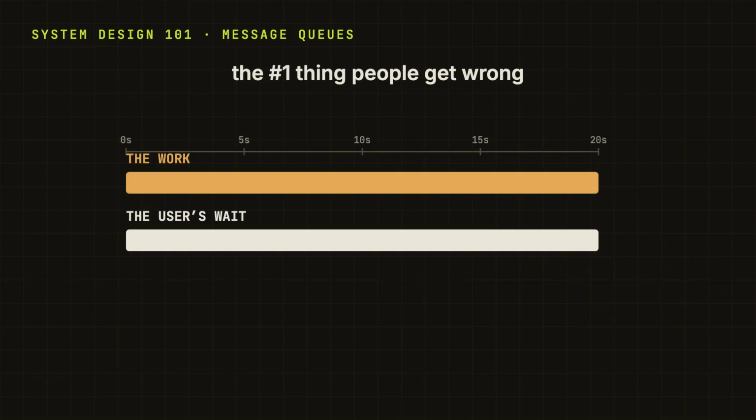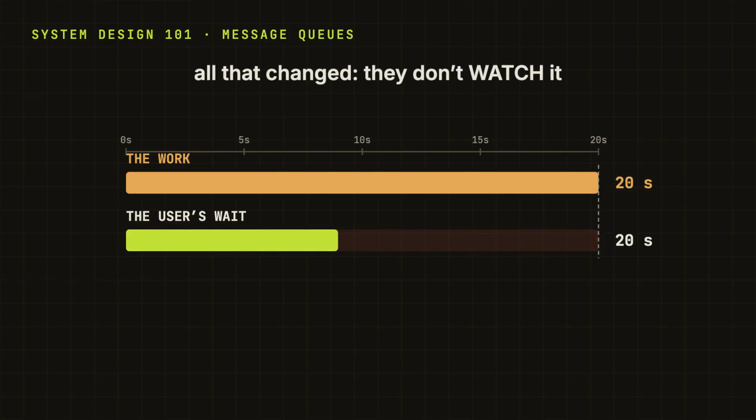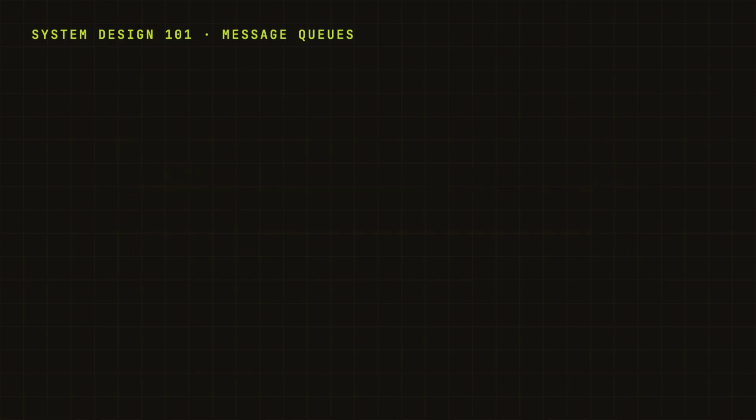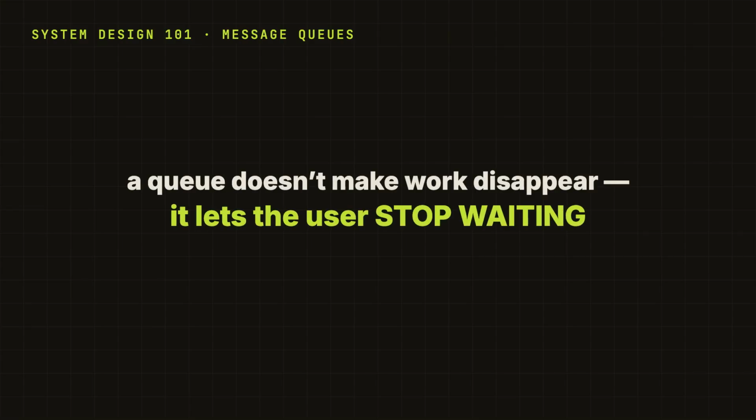Now, I have to be really clear about one thing because it is the number one thing people get wrong about this. This does not make the work faster. The video still takes 20 seconds to encode. We did not speed anything up and we did not make the work disappear. All we changed is that the user does not have to watch it happen anymore. And that is the one line worth saying out loud. A queue does not make work disappear, it just lets the user stop waiting.